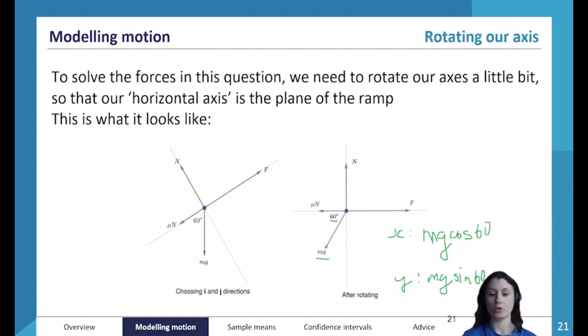Now, we know that the mass is 200 and g is 9.8, so we can figure this out fairly easily. Alright, mass 200 multiplied by 9.8 multiplied by cos 60 gets us 980. And then same thing here, 200 multiplied by 9.8 sine 60, which gets us 1697 newtons. That's I, and this is J.